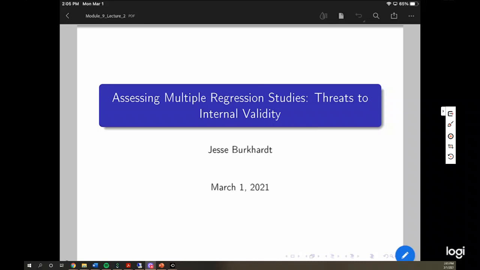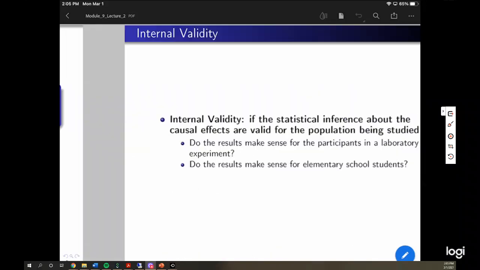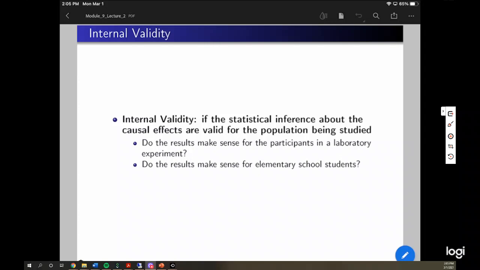Now we're going to look at threats to internal validity. In the previous lecture we looked at threats to external validity. Internal validity, I apologize, this is a bit long, but this is a really big topic. This is really the meat of econometrics. This is basically a systematic way of diagnosing problems in statistical studies.